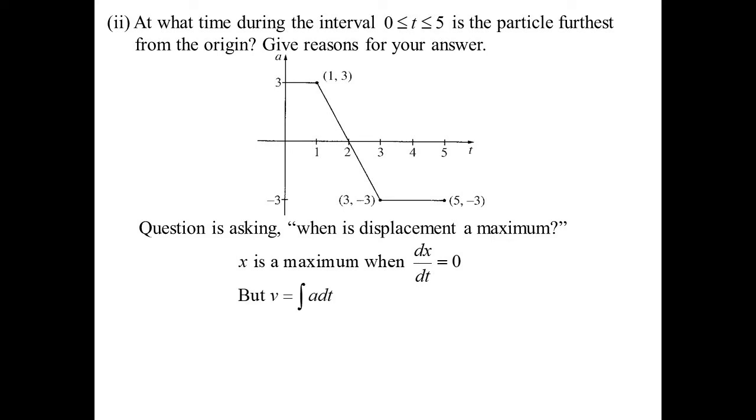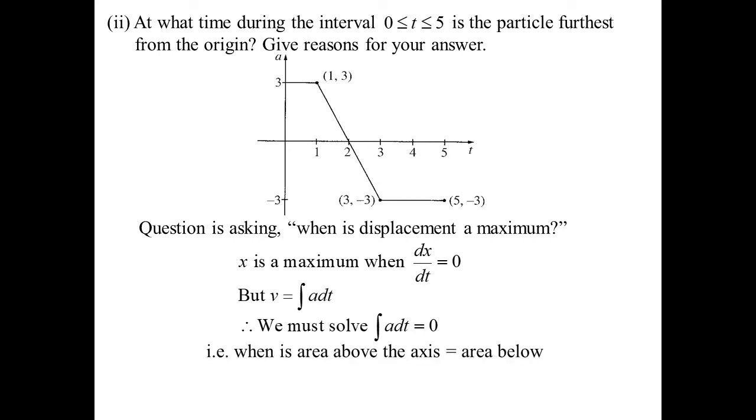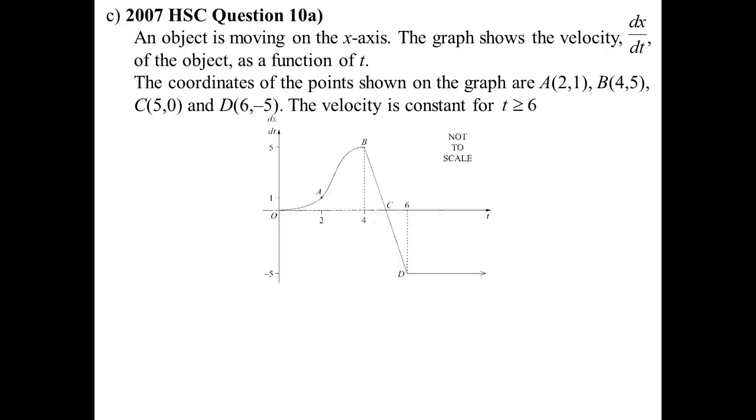But velocity, remember, is the integral of acceleration. So we're now saying, when is the integral of this curve equal to 0? When is the area above the axis equal to the area below the axis? Because that would give us an overall integral of 0. Because we have a lovely symmetric graph here, we know that's going to happen at t equals 4. Because the area above is going from 0 to 2. By symmetry then, 2 to 4 must be an equal area, but below. So t equals 4. Let's try another one.